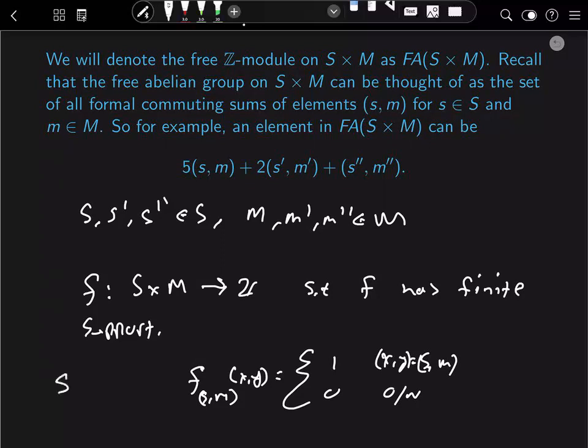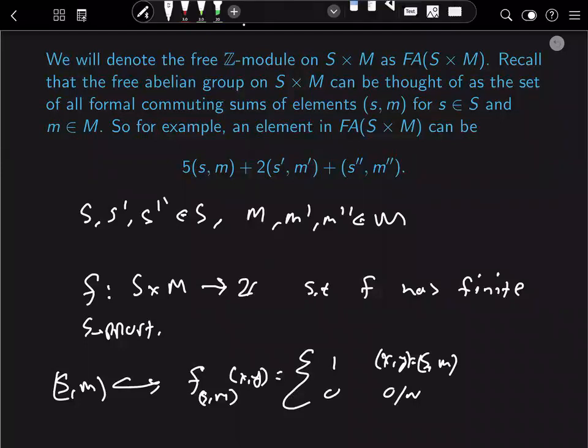And this is an injection from S cross M into this new structure, this space of functions. And this space of functions can be given group structure, because it inherits its group structure from pointwise addition in Z. Since it's a free Z module, it's an abelian group, and it's a Z module from the Z module structure in Z itself. But the most useful notation that we'll use is these finite commuting sums of pairs of elements.